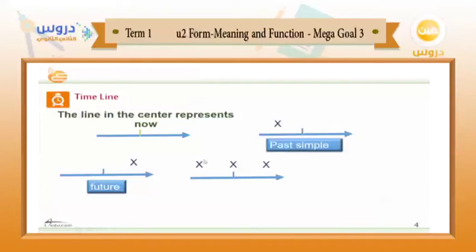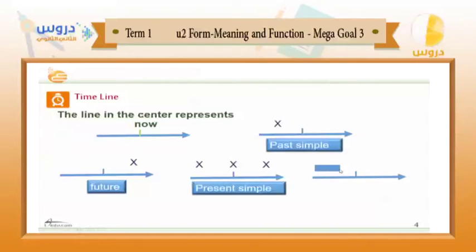What if the action happens regularly? We call this tense present simple. And if the action took time in the past, we call it past progressive. So this is the idea of timeline. It expresses the tenses.